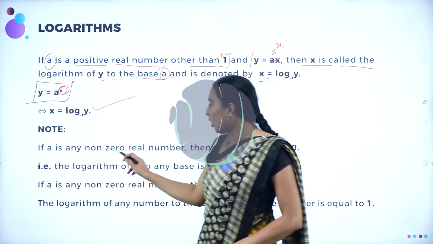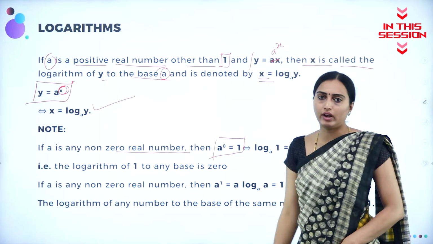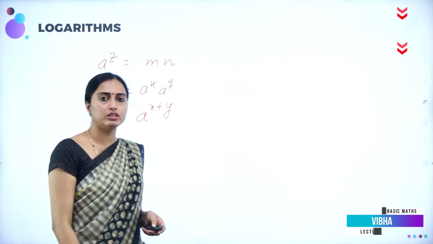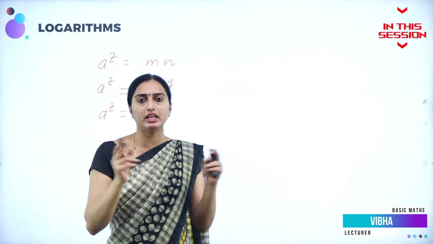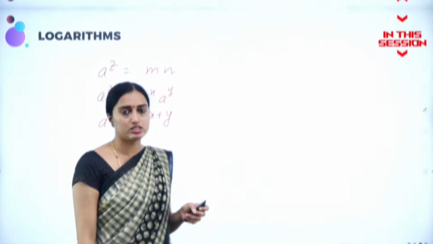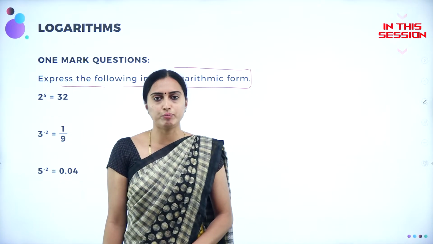If a is any non-zero real number, then a power 0 will be equal to what? 1. You know already, according to the theory of indices, if either side the bases are equal, then we can automatically equate the powers. In logarithmic form, according to the definition, we have to reduce the given problem.